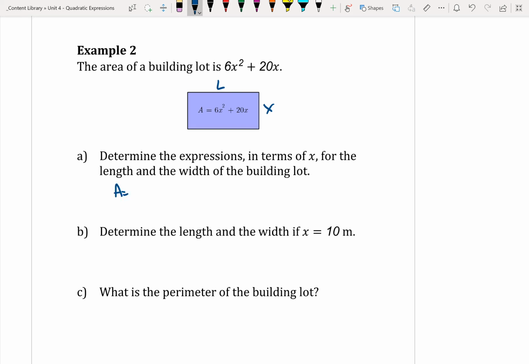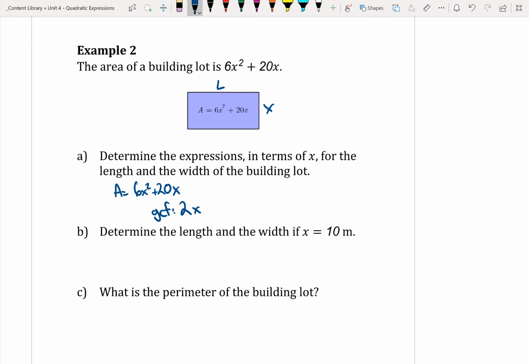So if I know the area is equal to 6x squared plus 20x, so this is basically a sum of polynomials, I want to turn that into a product. So I want to turn this into multiplying. In order to do that, similar to our last examples, I need to find the greatest common factor. So what's the largest number or term that goes into both of those, the 6x squared and the 20x? So looking at the numbers, just the 6 and the 20, the largest number that goes into both is 2. And then there is a shared x value between both of them.